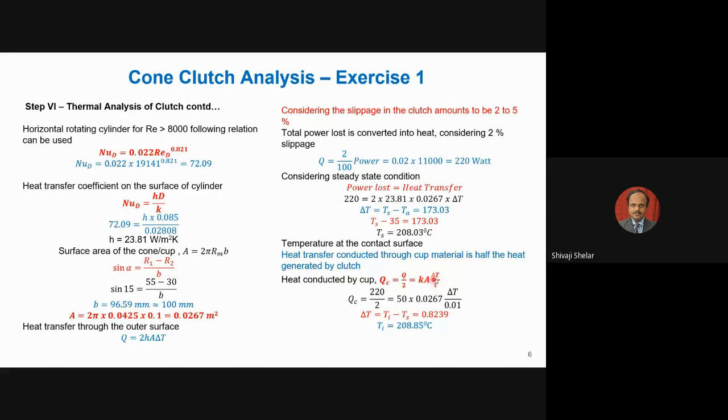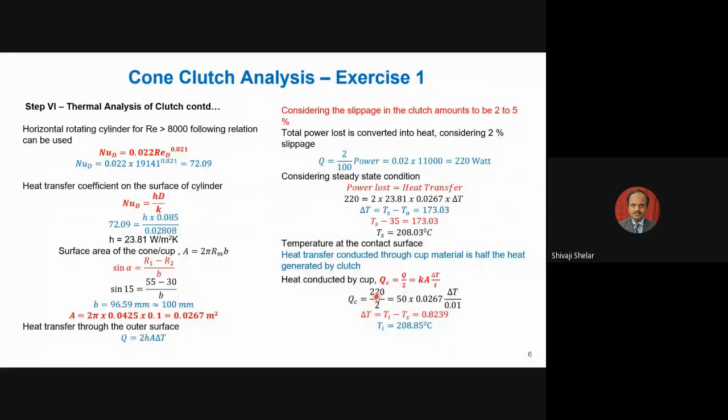Dx here is the thickness of your cone or cup. K is the thermal conductivity of that material, the thermal conductivity of your cup material or cone material. We are assuming cup and cone are made of steel. The K value for steel varies from 20 to 100 depending upon the type of grade, but on average, the K value for steel is taken in the range from 40 to 60. So I have taken the K value for steel as 50 watt per meter per Kelvin. The K value for your steel plate is around 50.